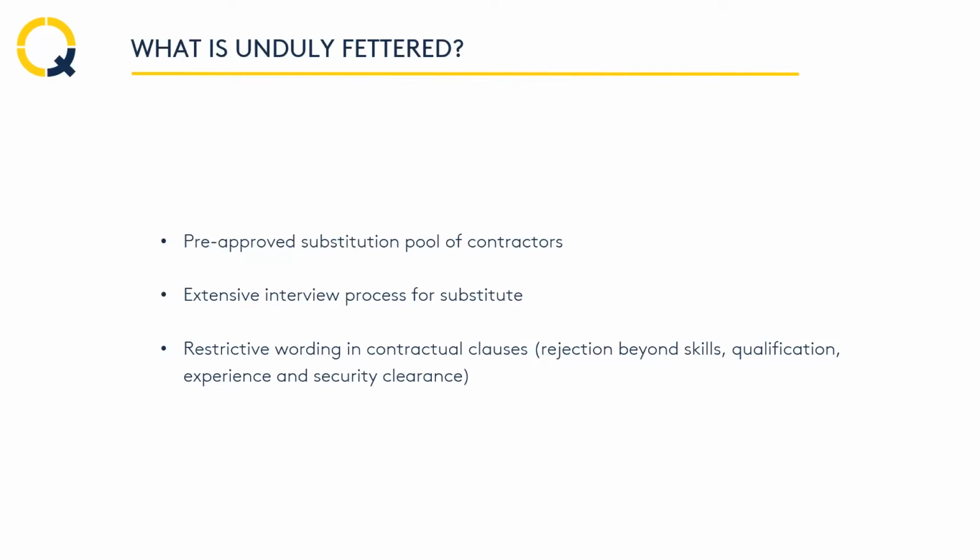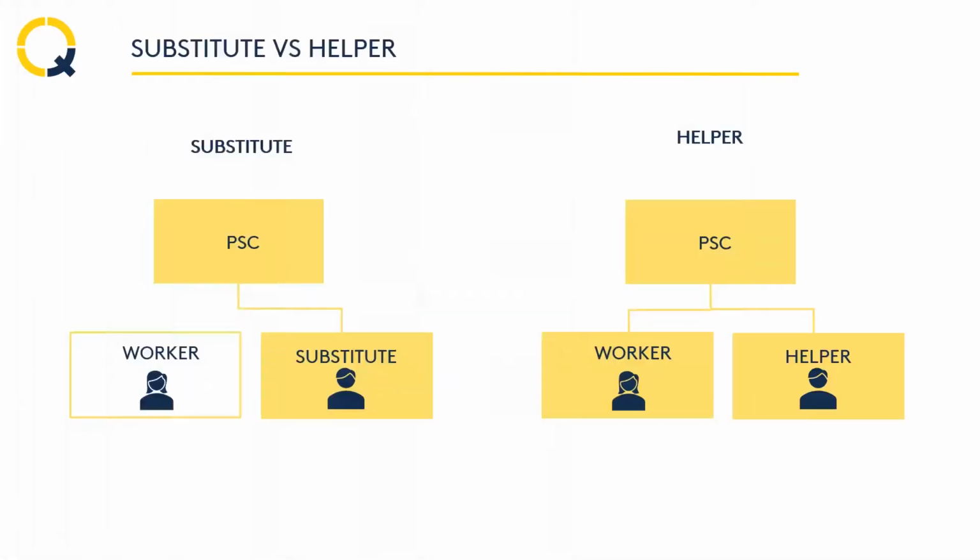The chance to substitute has to be realistic, and it has to be able to take place within, we sort of say, 24 to 48 hours to bring a substitute in is ideal. Restrictive wording in the contractual clauses would go beyond skills, qualifications, experience, or security clearance. As I said, discretion, reasonable, anything that gives the end client a little bit of discretion over whether they can accept someone as a substitute. It should really always be that a substitute would only be rejected because they weren't suitably skilled and qualified.